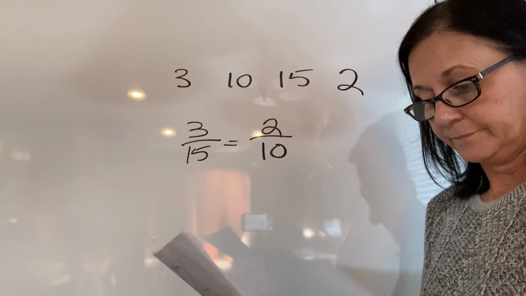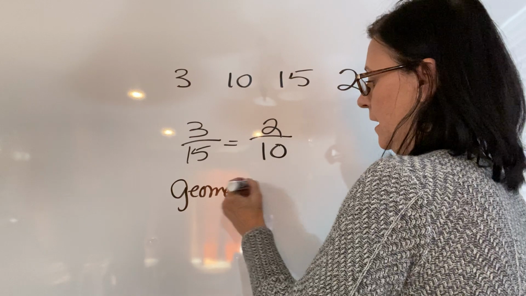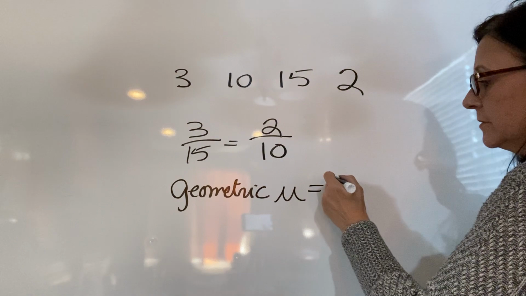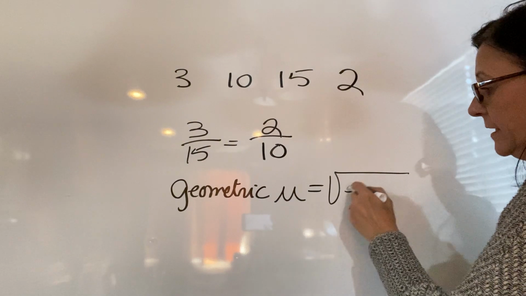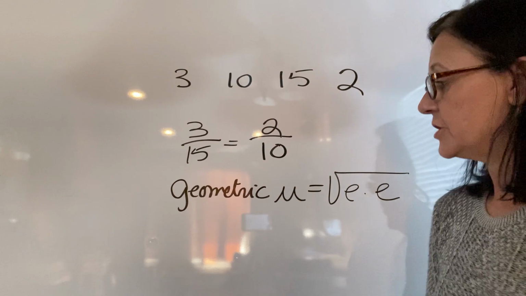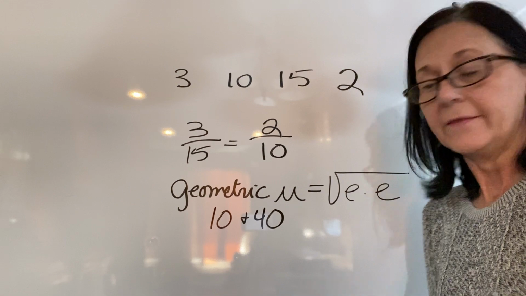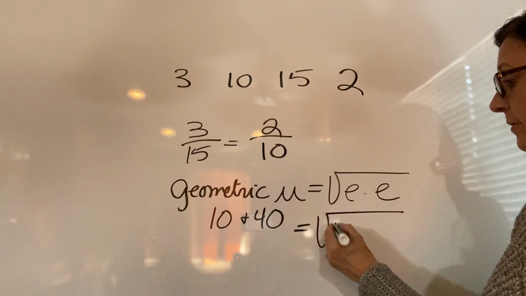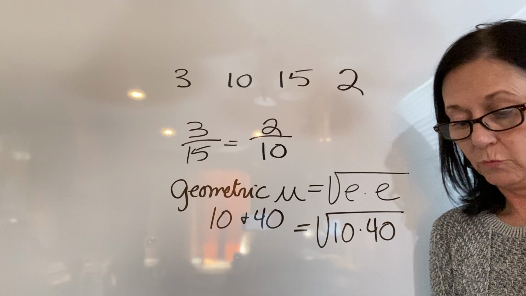All right, now, geometric mean. Remember, the geometric mean is equal to the square root of the product of the extremes. Extreme times extreme. What if I just asked you, what is the geometric mean between 10 and 40? Then that is your extremes. The geometric mean would be the square root of 10 times 40, which is the square root of 400, which would be 20.